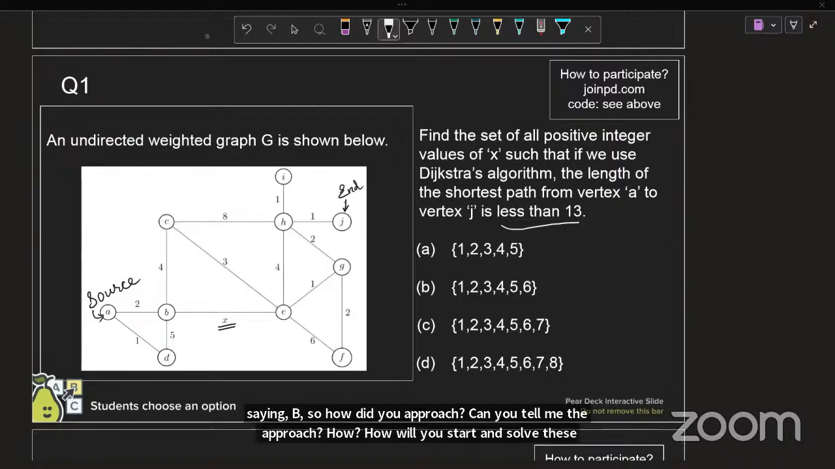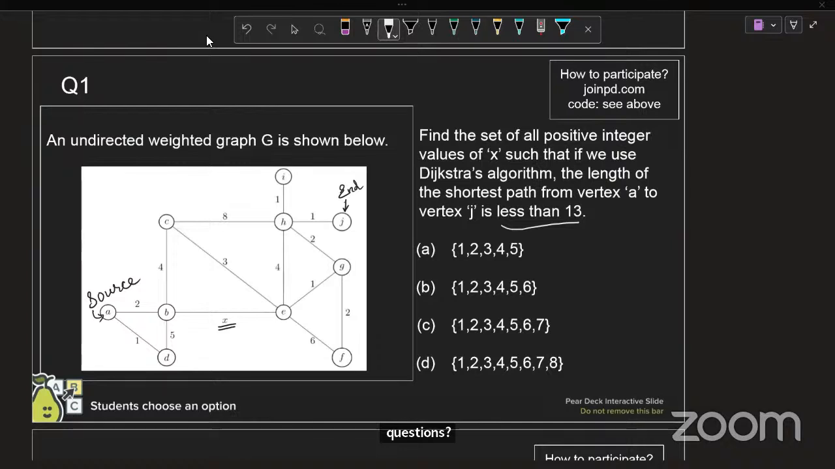So the first step should be what? Are you guys able to hear me? Yes, yes.